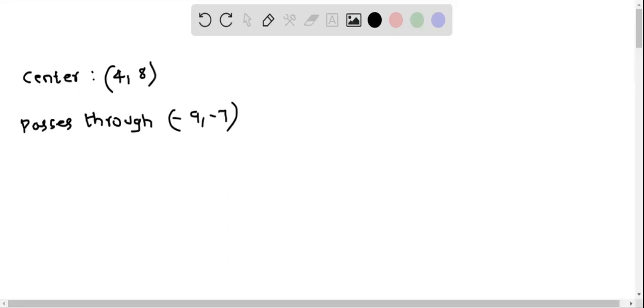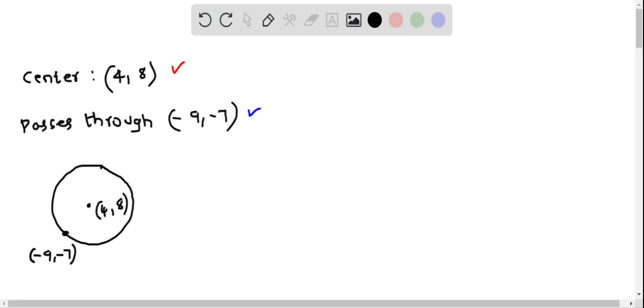We will now determine the standard equation of a circle which has its center at the point (4, 8) and also passes through the point (-9, -7). So first let me do a rough sketch of the circle. So this looks like a circle. Put the center as (4, 8) and it passes through the point (-9, -7). So maybe I can put it down here because it looks like it is lying in the third quadrant. So it should be here.